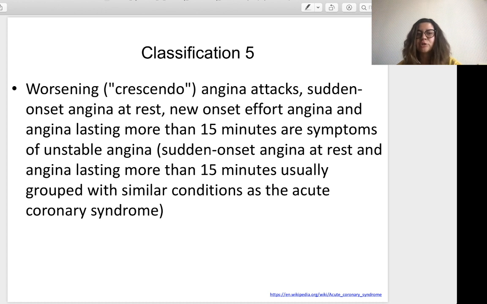Worsening or crescendo of angina attack, sudden onset angina at rest, new onset effort angina, and angina lasting more than 15 minutes are symptoms of unstable angina. Sudden onset angina at rest and angina lasting more than 15 minutes are usually grouped with similar conditions in the acute coronary syndrome.